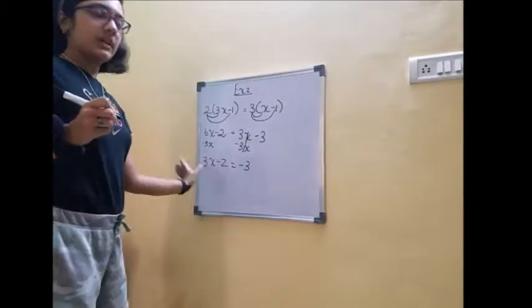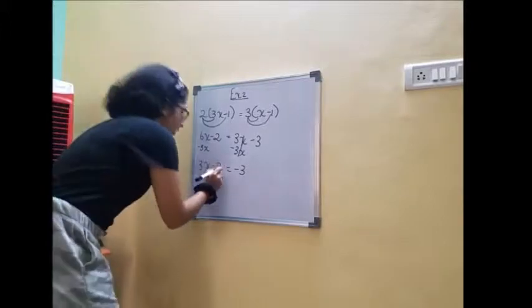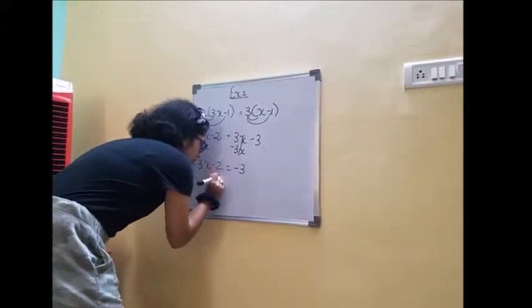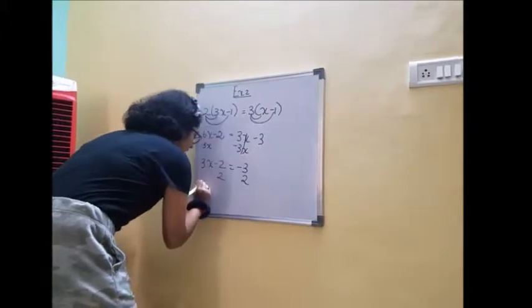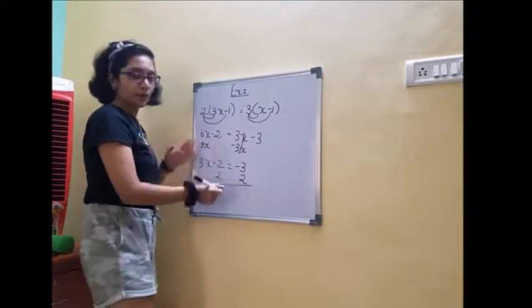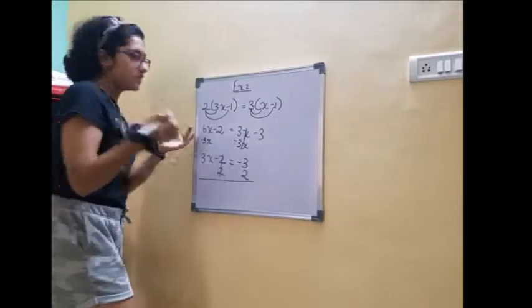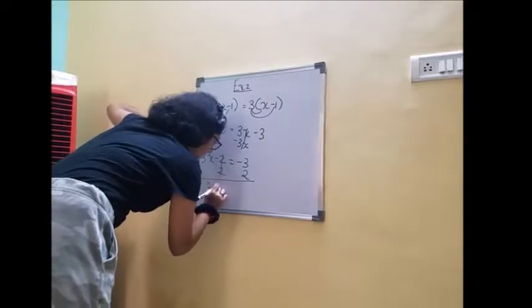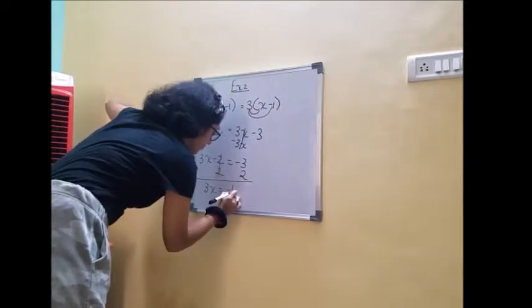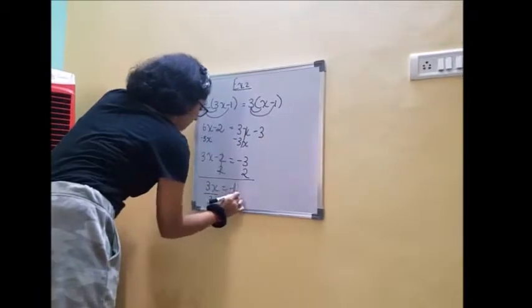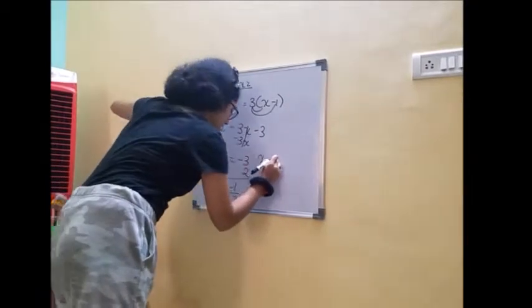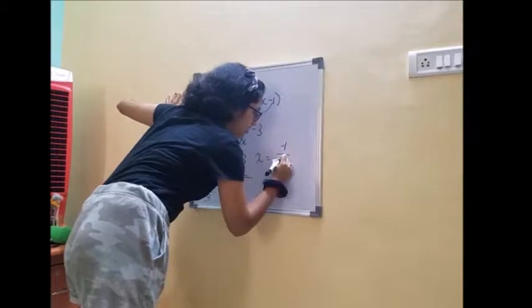Now in this case, the variable is on one side, so it's very easy to solve. You have to add positive 2 to both sides. It's like balancing both of the sides. You have to balance both of the sides. So this is going to be 0. 3x equals negative 1. By 3, x is going to equal negative 1 by 3.